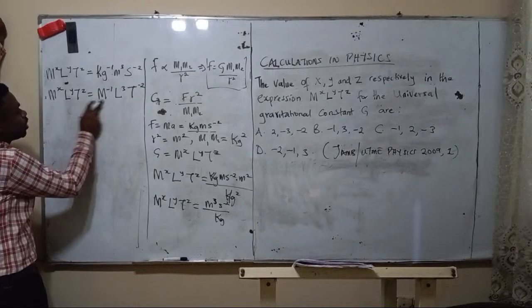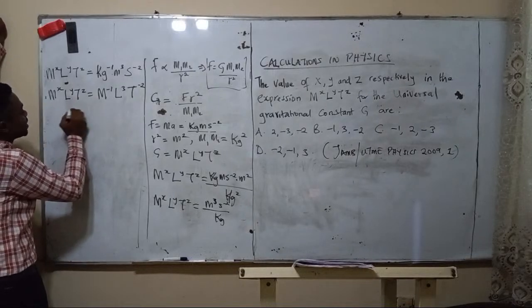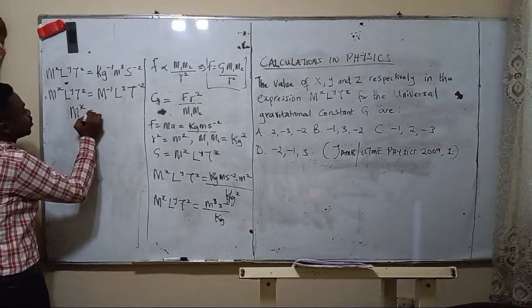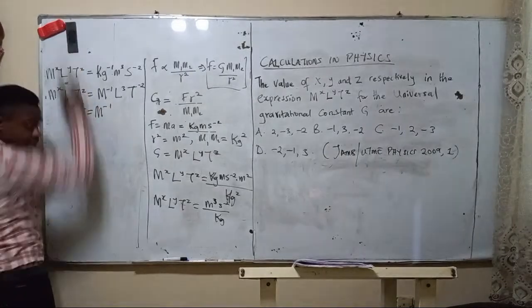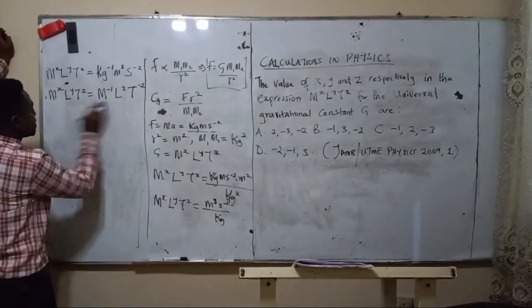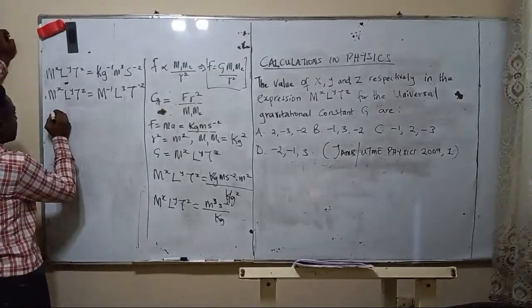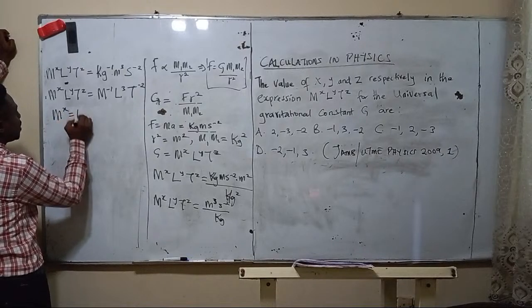If you start equating each of them, what it means is that M raised to power X is equal to M raised to power minus 1. Let me start here for want of space. M raised to power X is equal to M raised to power minus 1.